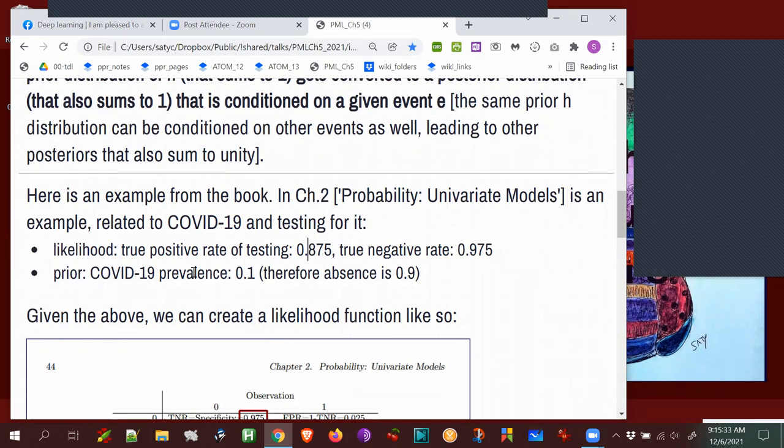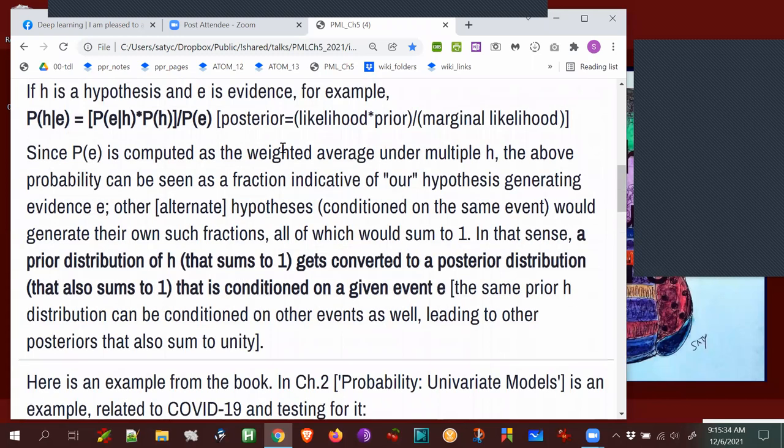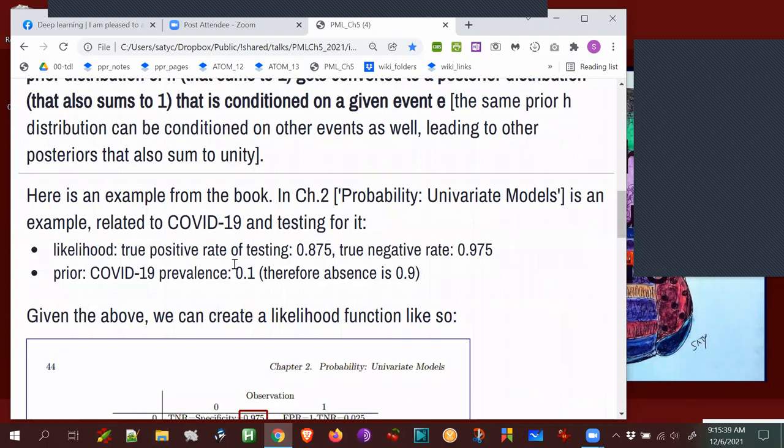Likewise, the prior is the probability of COVID occurring all by itself. No test, nothing. What can you tell about that? You can say that 10% of the population is infected with COVID-19. So the prior probability of COVID-19 occurring is 0.1. You call it the prevalence, 0.1. And so the prior probability of it being absent is 0.9. That means if you don't do any testing at all, then out of 100 people, 10 people most likely have COVID, the other 90 do not.